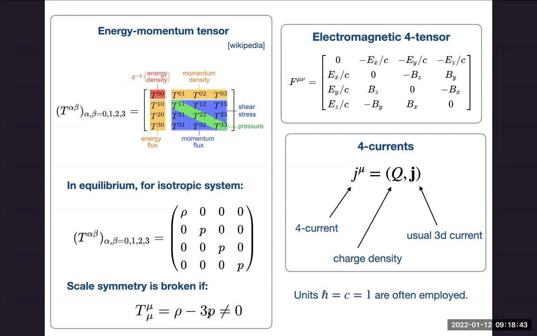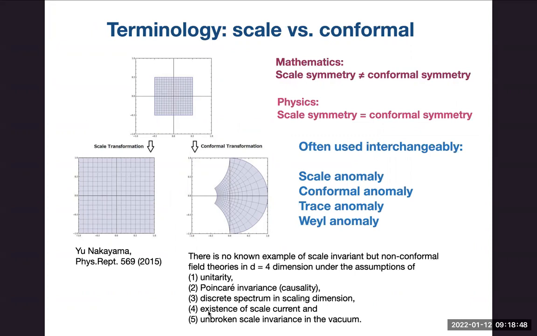Now, let me say briefly about terminology. I don't have time to discuss this in detail, but people often say that you can have either scale anomaly, conformal anomaly, trace anomaly or Weyl anomaly. That very much depends on which context you talk in. So I will talk about scale anomaly. Scale symmetry means that you have some object, and you can multiply all coordinates by the same quantity, and it just becomes bigger or smaller.